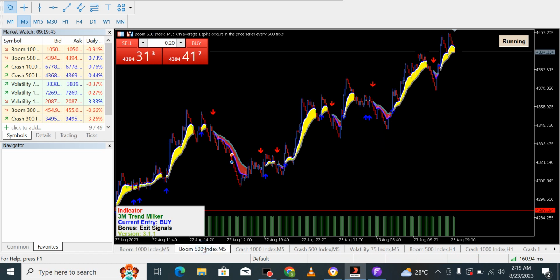Okay, so the next asset is going to be Boom 500. Boom 500 had been on a very strong uptrend, guys. It had been on a very strong uptrend, but has got into this resistance zone.